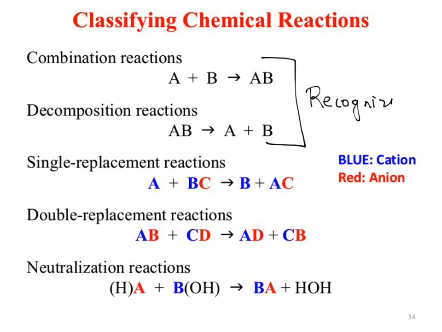How about for single replacements, double replacements, and neutralizations? Not only do you have to recognize, but you now also have to be able to predict. You have to predict the products. In some cases, you have to predict what the products are of that reaction. You also then have to predict, did the reaction occur? Well, how do we know what chemical reactions happened?